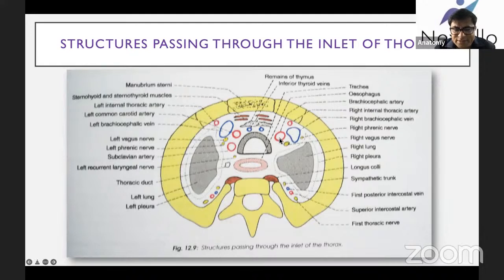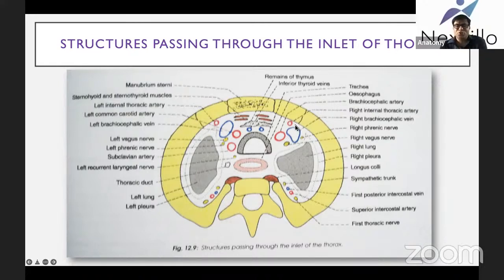Then you find the brachiocephalic artery on the right side, but on the left side you have 2 different vessels: the left common carotid and the left subclavian. What else you are finding here is the internal thoracic artery. The internal thoracic arteries are branches from the first part of the subclavian artery. They have not been shown here.